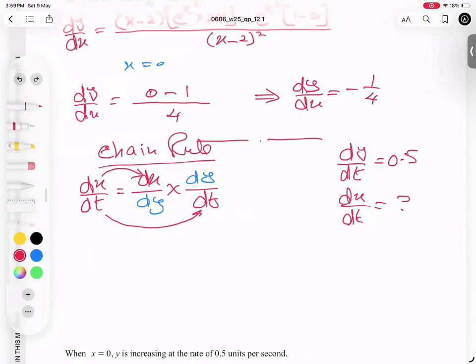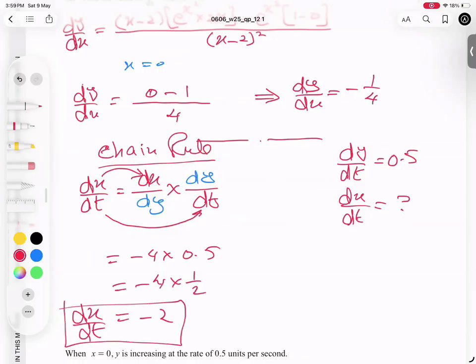form. So it means this will become -4 into 0.5. If I check it, there's a half, basically 0.5. And we are getting -2, and units per second. Let me check. Yeah, correct.